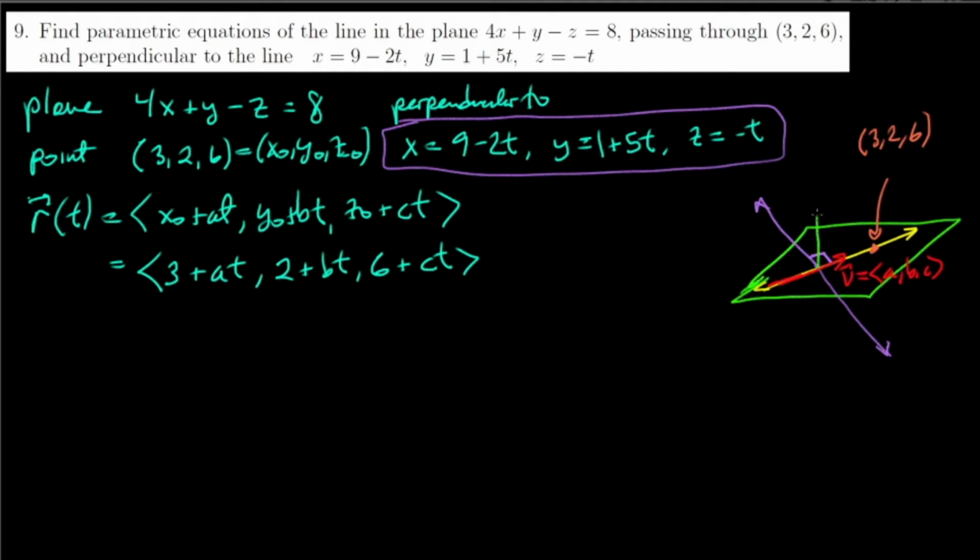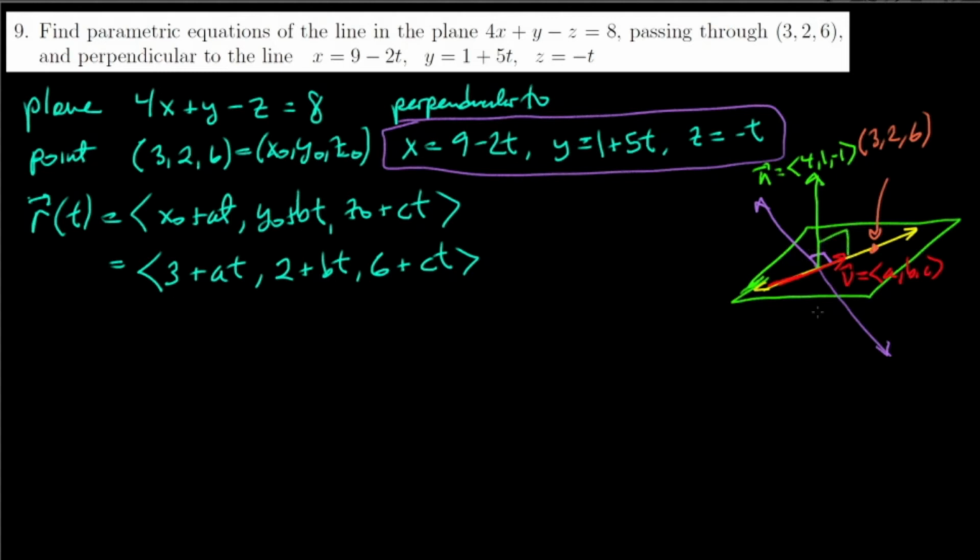Notice the plane has a normal vector, n, with components 4, 1, negative 1. I hope you see where I got those, right? Remember, when you have the equation of a plane, the coefficients of x, y, and z are your a, b, and c. That's your normal vector to the plane. So the yellow line has got to be perpendicular to that vector, right? It's orthogonal to that vector.